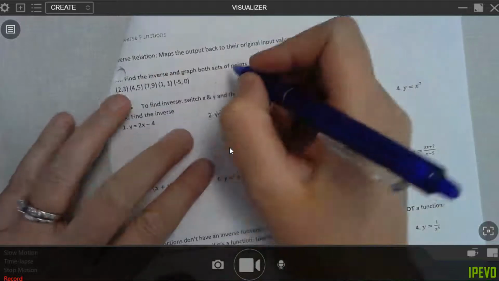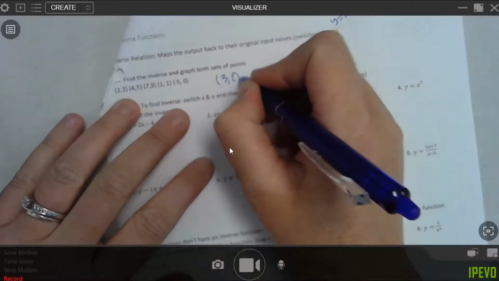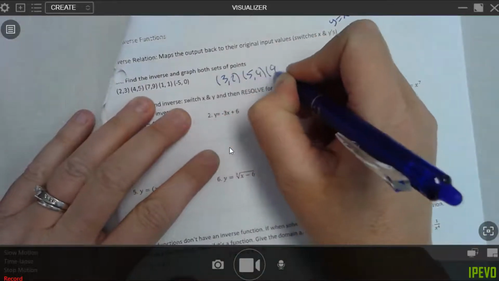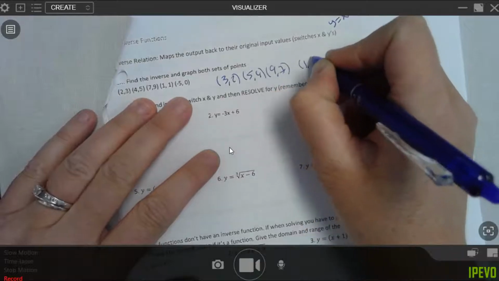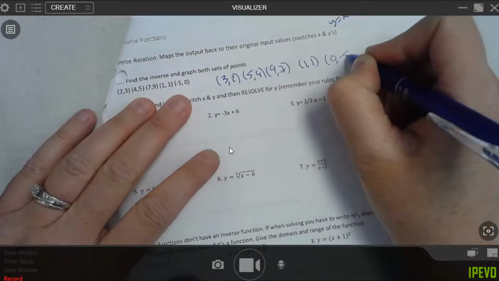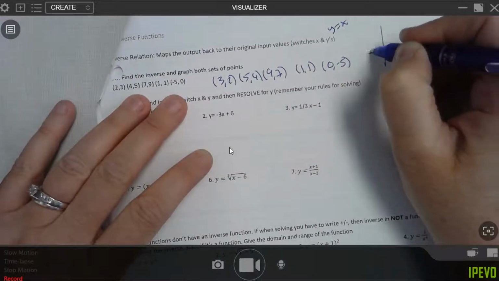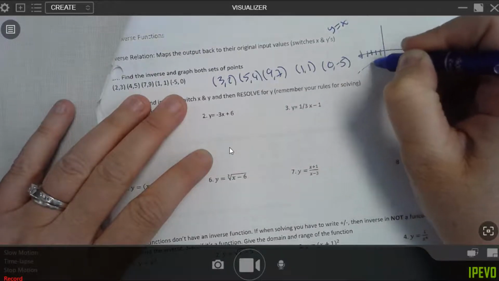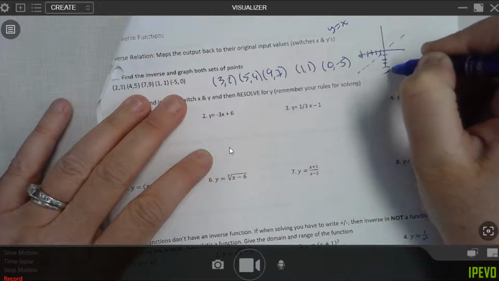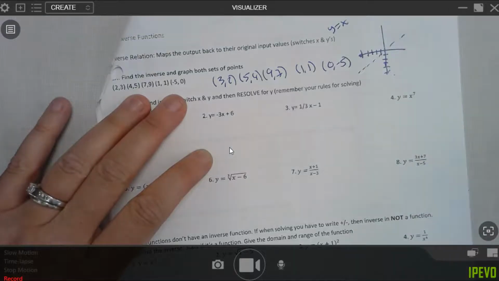So for all of the numbers here, the inverse would be 3, 2, 5, 4, and 1, 1 stays on the graph. If you graph these, you would see that they were a reflection. So if I go this, and here's your line y equals x, see, it should look like it reflected over that line right there.